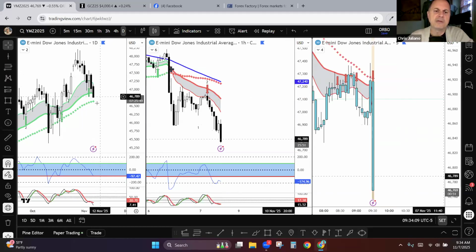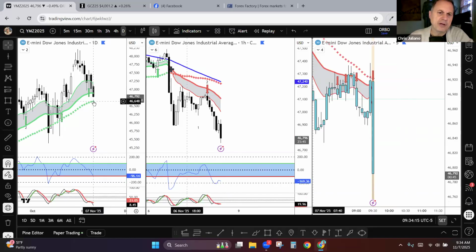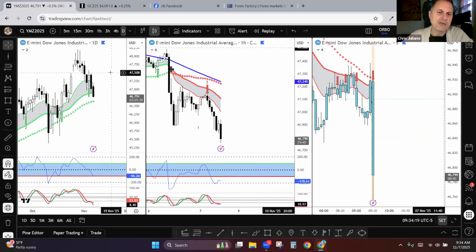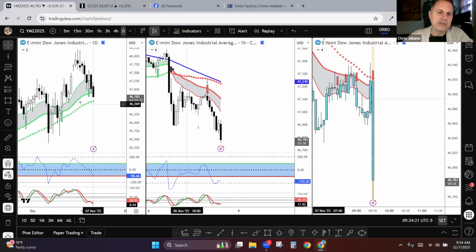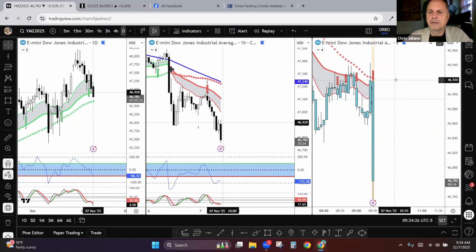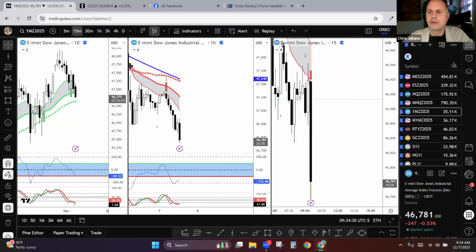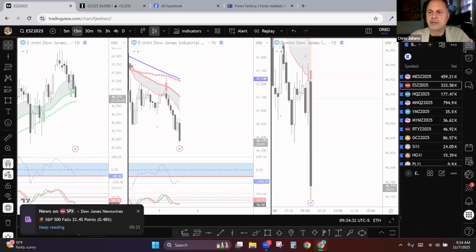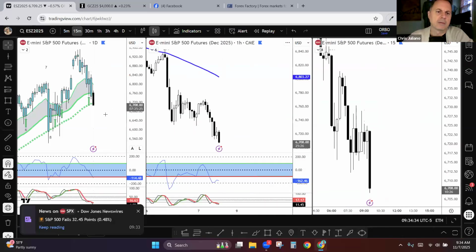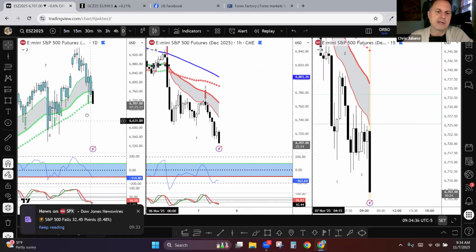So this thing, it looks like this is going to recalculate. It could either hit the 50 simple moving average on the daily chart and bounce off of that. But we really want this thing to break below and recalculate. All right, let's go out to the 15 and watch what this thing does. Go back to the S&P. All right, we're recalculating here.